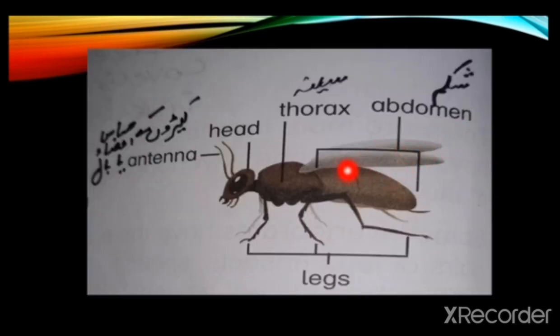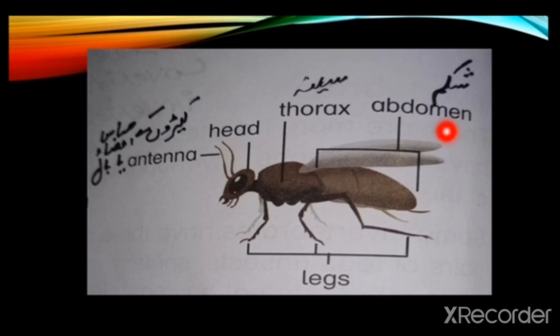This is the abdomen portion. This is the thorax. This one is the head. This one is a long filament-like structure. It is called the antenna. And these are the legs. You can see that the legs have more than three pairs. Students, please see it very carefully.